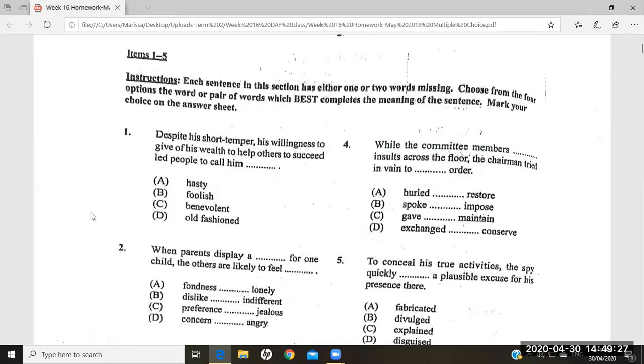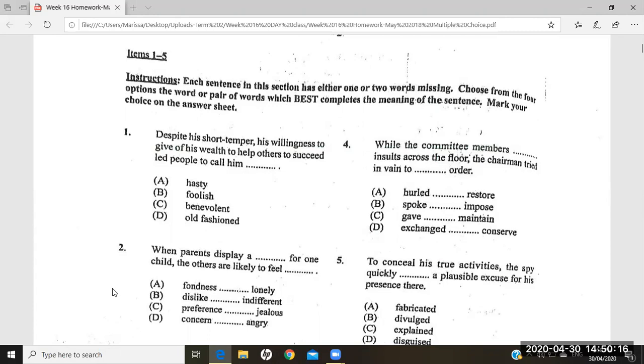So number one says, despite his short temper, his willingness to give of himself to help others to succeed led people to call him something. So what did persons call him? So it's not B. Try it, Shalanda. So it's not B and it's not A. Just remember, despite him being short-tempered and so on, yes, the answer is C. People call him benevolent, which means kind. So the best answer for number one was C, benevolent, which means kind.